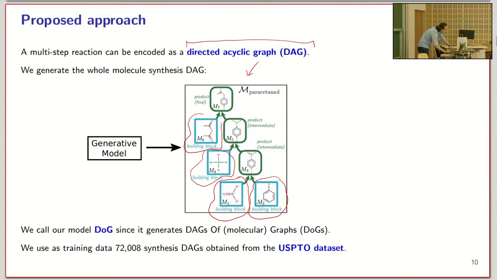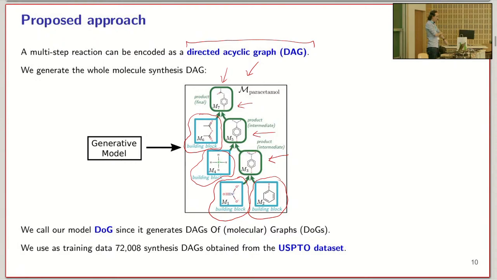And we assume that we have access to those. We can combine them to obtain intermediate products, which would be these nodes in green. And at the end, you will get the molecule of interest, which is this final product, paracetamol. So we are going to assume that we have data in this form, and we are going to train generative models that will generate data in this form.